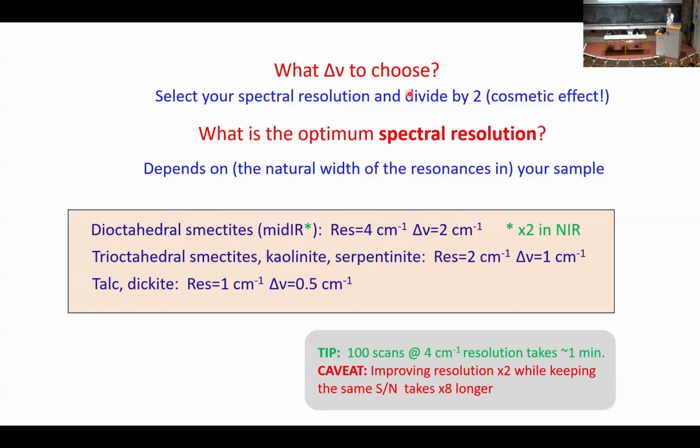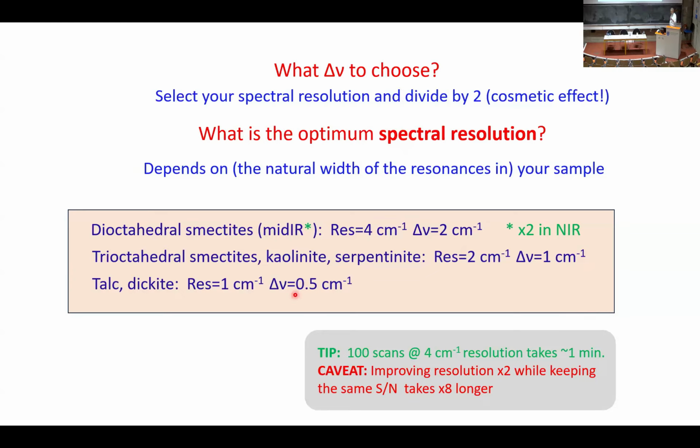And in addition to this interval, you would normally put an extra point in between for cosmetic reasons. So your delta nu, the difference between the 2 points, would be 2 wave numbers in the first case, 1 wave number, half a wave number, but the resolution is twice that.